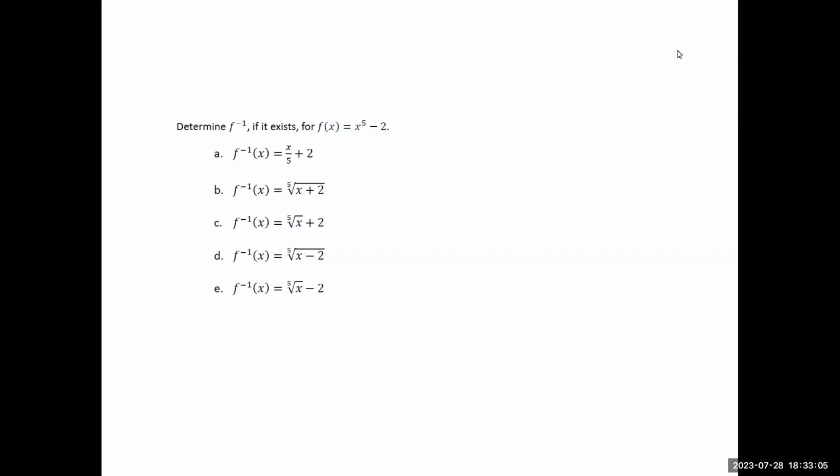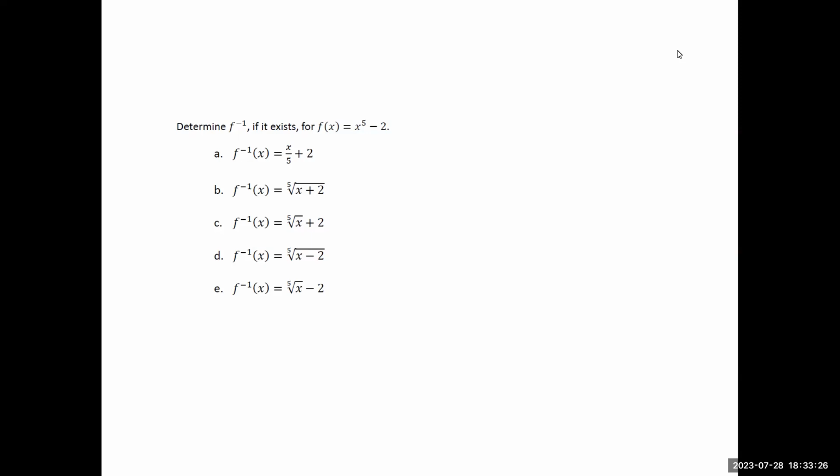Alrighty, folks. So in this homework problem, we want to determine the inverse function f inverse, if it exists, for the function f of x equals x to the fifth minus 2. Now, where can we run into problems here if we have multiple inputs of f being sent to the same output of f? Now, how can we determine if that's the case?